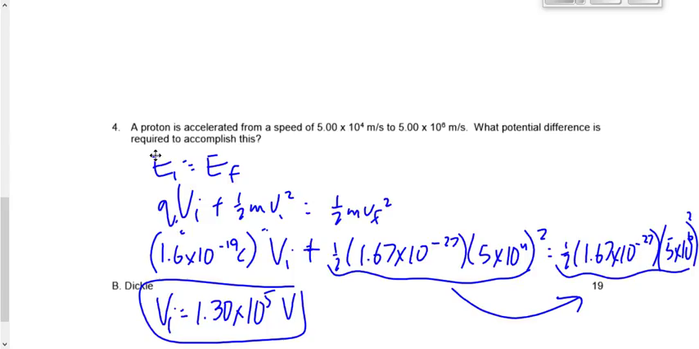What if the question had said not what potential difference is required to accomplish this, but what is the potential energy required to accomplish this? I'll give you a little hint. It doesn't make it harder. In fact, it makes it a little bit easier. Remember the difference between potential, which is energy per coulomb, potential difference, which is energy per coulomb change, and potential energy, which is just energy. What's the potential energy required to do this? What would you do?